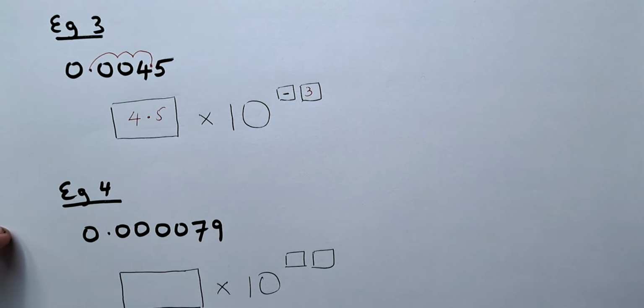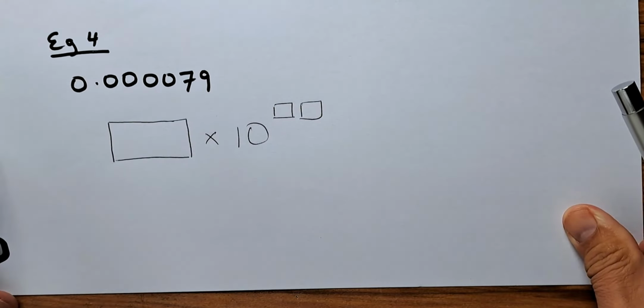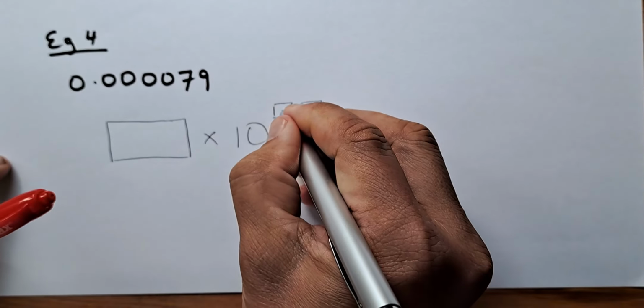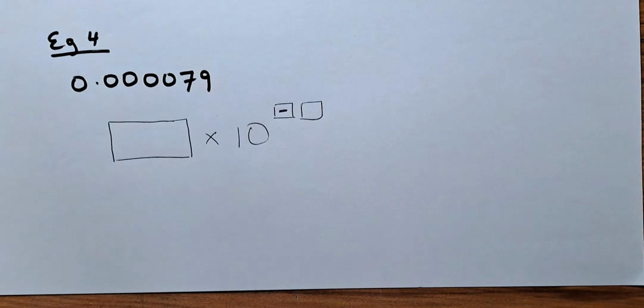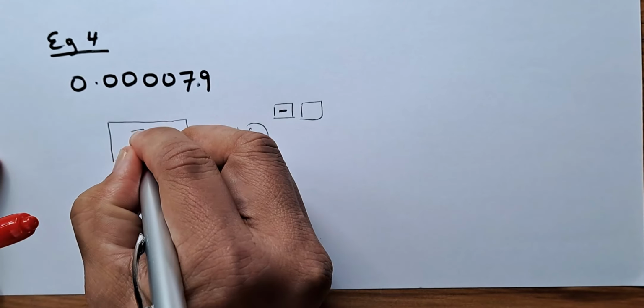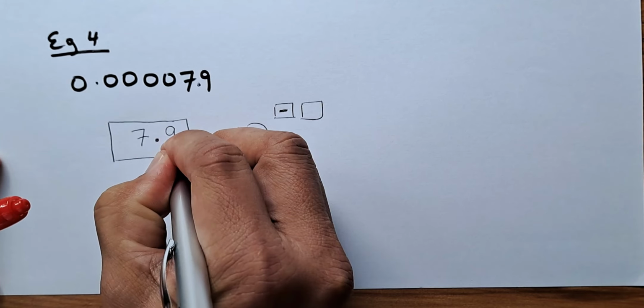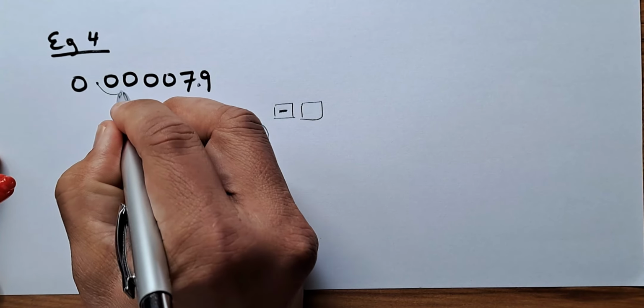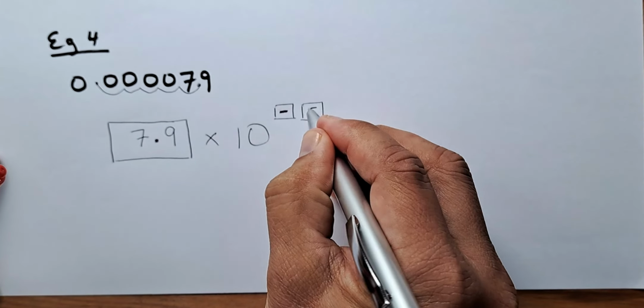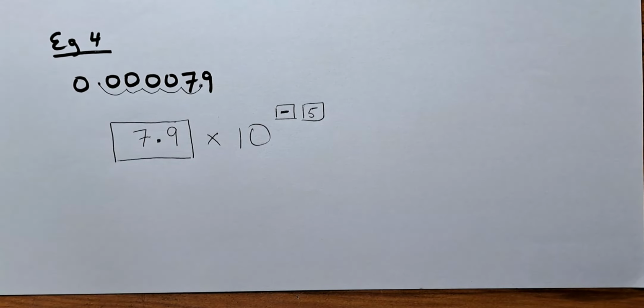There we go. The next number is a bit smaller. What we need to do is find the number first. It's a small number again, so it's going to be a negative sign. We move to a number between 1 and 10, so it's going to be 7.9. And how many times did we move? 1, 2, 3, 4, 5. Again it is 5. That is how you convert an ordinary number to standard form.